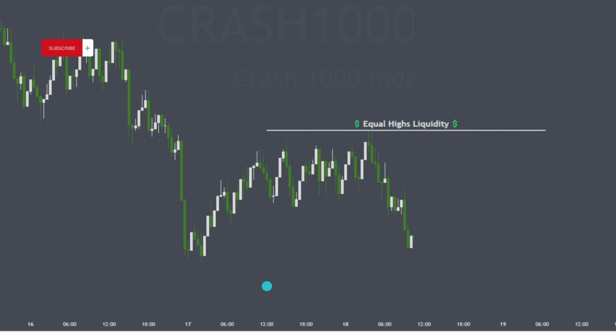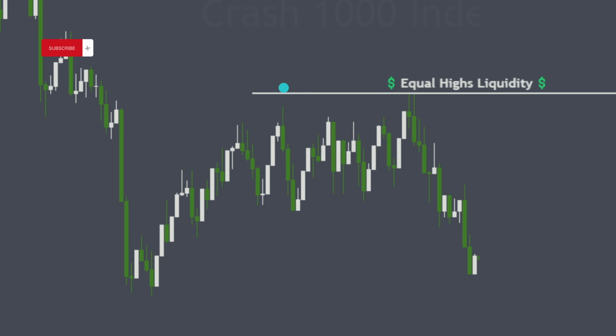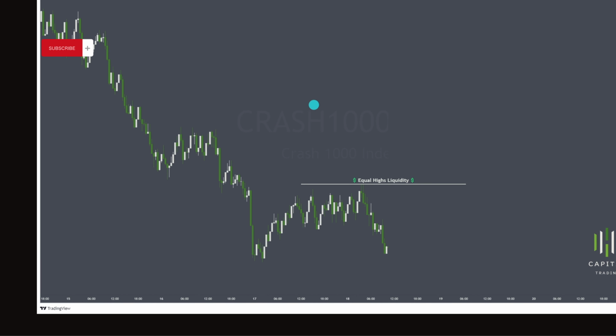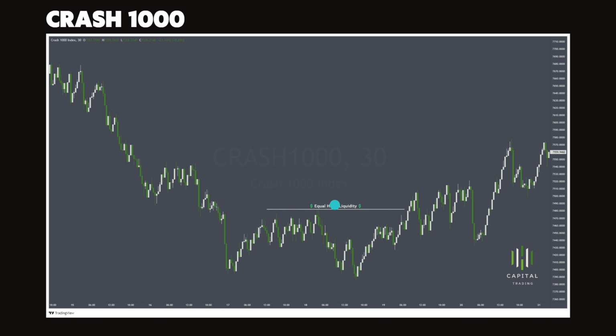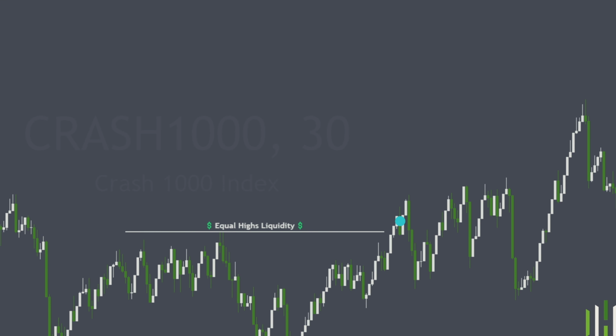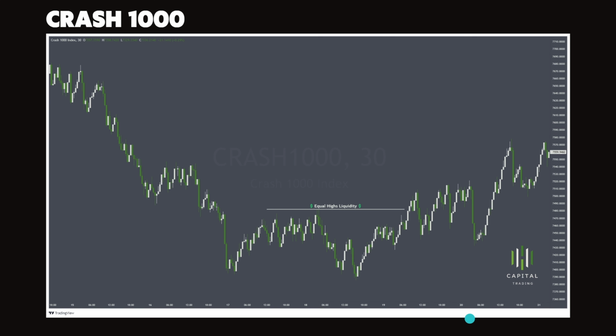So for Crash, we had these 2 equal highs being formed when price was heavily bearish. Then price eventually did reach into this liquidity with this movement here, right? So that's what happened. Second example.